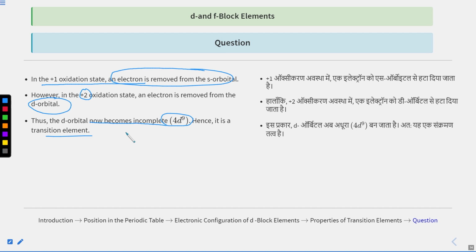So this was all about the D and F block elements. We will talk about the D and F block elements more in the next class. We will talk about the ionization energy and all.